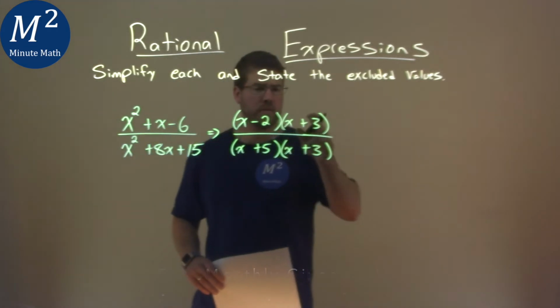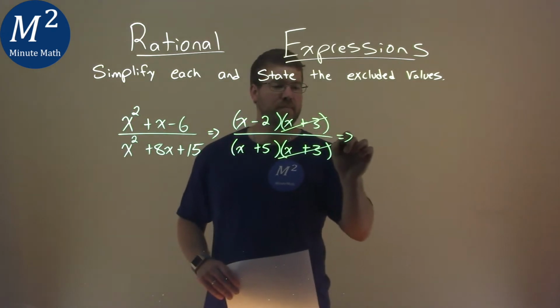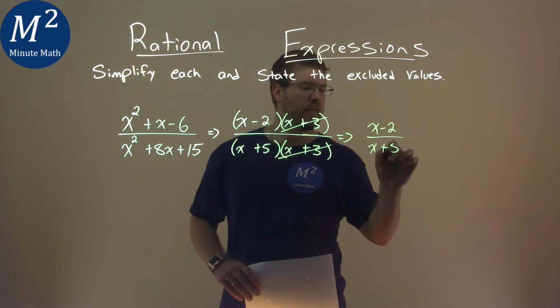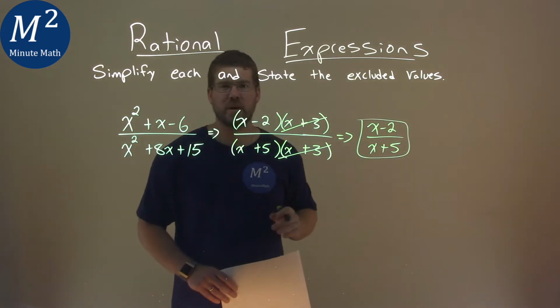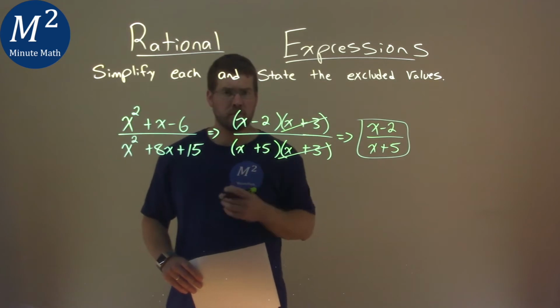Now luckily for us, we see an x plus 3 over an x plus 3. They can cancel each other out, and so we have an x minus 2 in the numerator and an x plus 5 in the denominator, and that is our expression simplified. But we also have to find our excluded values.